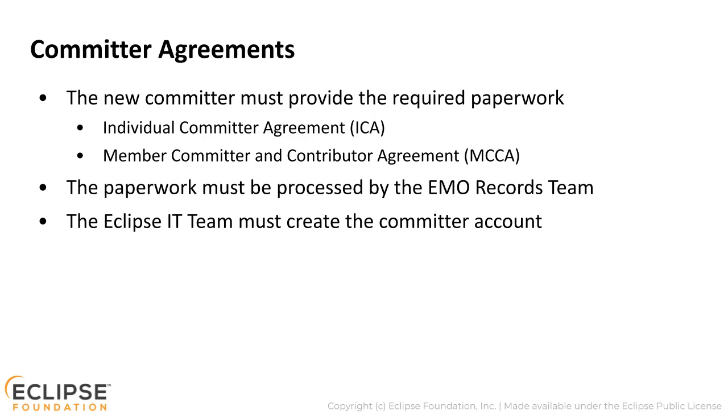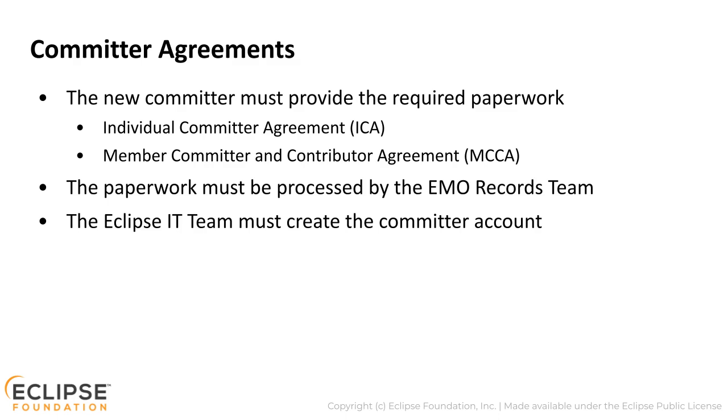When an election completes successfully, the EMO records team will reach out to the new committer to ensure we have the necessary agreements in place. The specific agreements required depend on the nature of the project and the employment status of the individual. The Individual Committer Agreement, or ICA, is for committers whose employers are either not members of the Eclipse Foundation or are members that have not signed the Member Committer and Contributor Agreement, or MCCA.